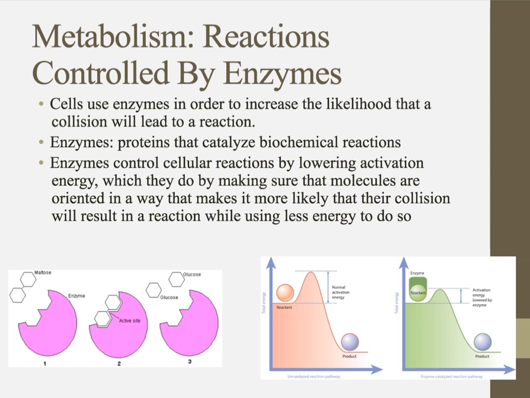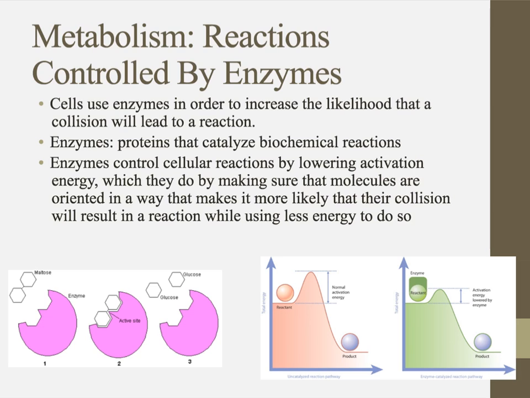Okay, so since we can't rely on being able to raise the temperature enough to make molecular collisions result in chemical reactions, cells often use proteins called enzymes in order to increase the likelihood that those reactions will occur. Now, we're going to do a whole topic on enzymes later, but for now you need to know that they are proteins and that they help catalyze biochemical reactions. So they make it more likely that a chemical reaction will take place once these molecules collide.